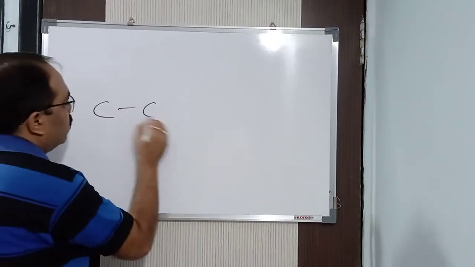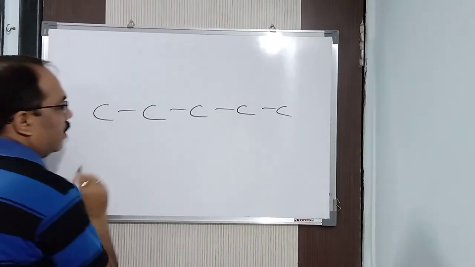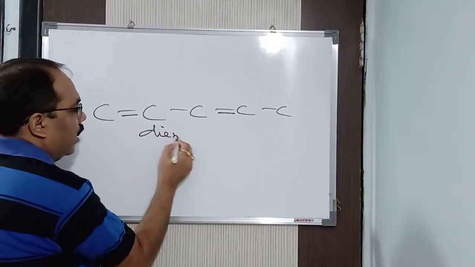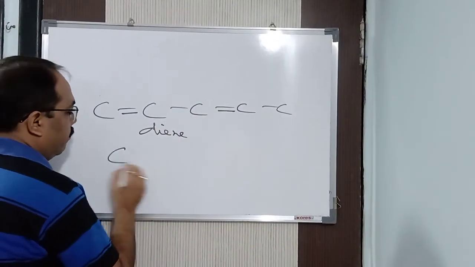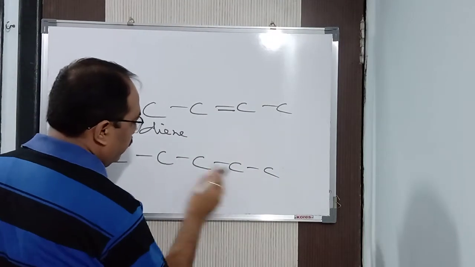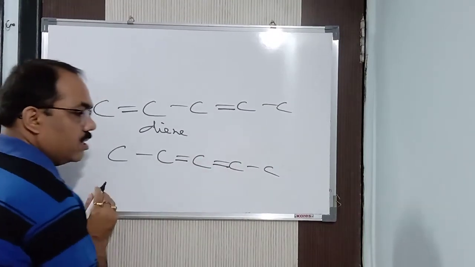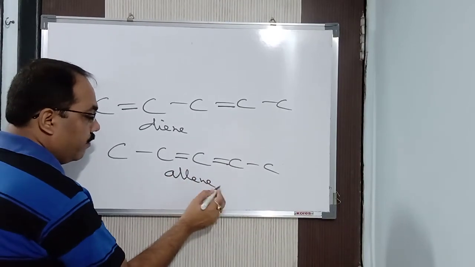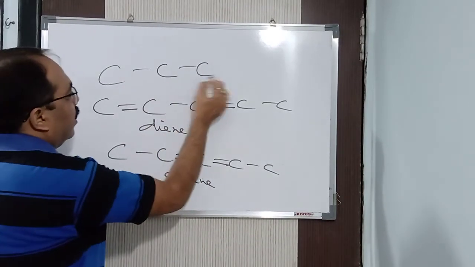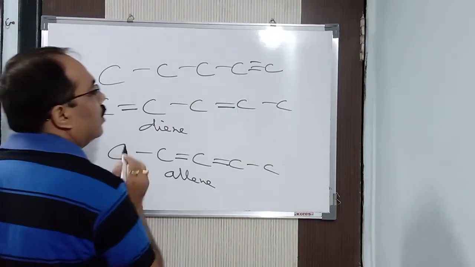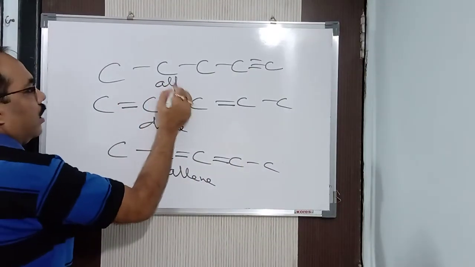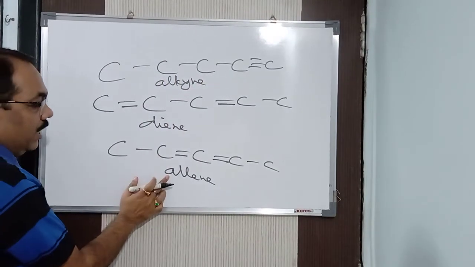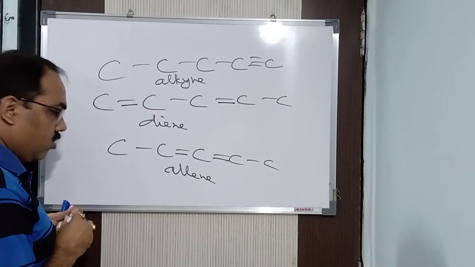Dienes means, suppose we have 5 carbon atoms, here one double bond and here one double bond. This is called a diene, with two double bonds. But if the 5 carbon atoms have the double bonds on the same carbon atom, this is known as an allene. And if you have a triple bond, then this is an alkyne. This is a diene, this is an allene, this is an alkyne. They will show functional isomerism.